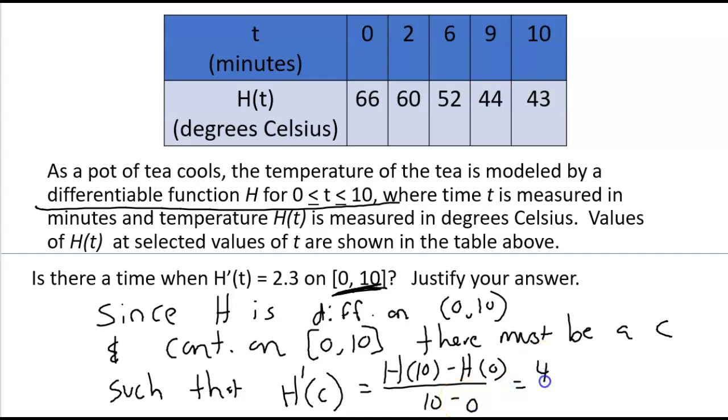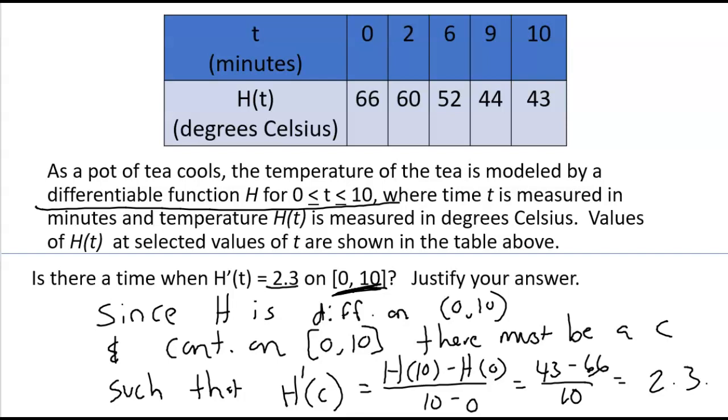h of 10 is 43, h of 0 is 66, and this is 10. And sure enough, if you work that out, guess what you get? 2.3, which is what they were asking about. So is there a time when the rate of change is equal to 2.3? And the answer is yes.